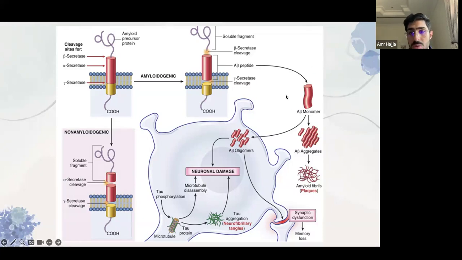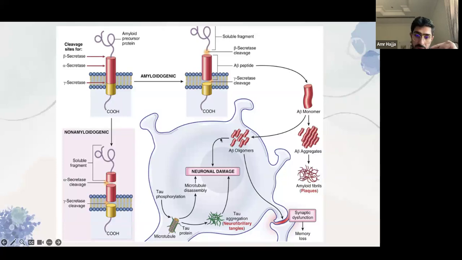Tamam? This is extracellularly. Now let's move on intracellularly and see what happens. Intracellularly, we have also these amyloid beta monomers. Some of them tend to enter the neuron, enter the cell. And in the cytoplasm, what do we have? Normally we have microtubules, and these microtubules are responsible for the transportation. One of the important proteins of the microtubules is the tau protein.